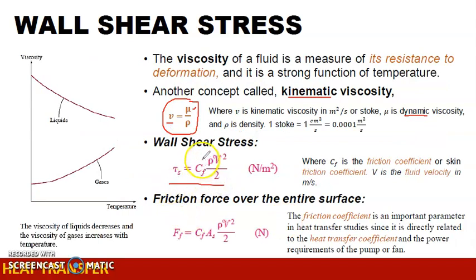Our Cf here is a non-dimensional number. This is our friction coefficient, or the skin friction coefficient. This one is our density. V is the velocity in meters per second. If you're going to find the force, it is just stress times the area. So if you multiply this by area, we can have the force, or the friction force. The friction coefficient is an important parameter in heat transfer since it is directly related to the heat transfer coefficient.